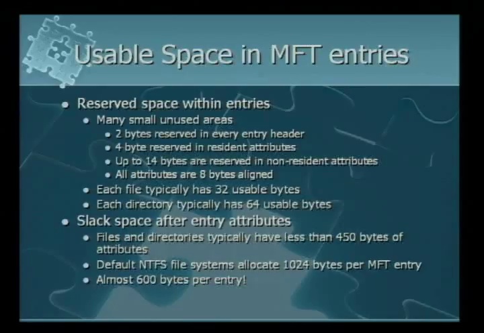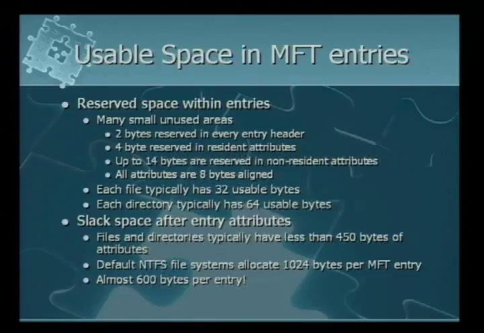Looking at in-band, you've got a whole bunch of reserved space. A whole bunch of bytes in every attribute are reserved. And doing a little bit of research analysis of live systems, we found that for every file on a system, you've got about 32 bytes of reserved space within its attributes, and for every directory, about 64 bytes. That's not a whole lot of data. Maybe it'll work if you want to hide just a small amount of data, but that's not much.